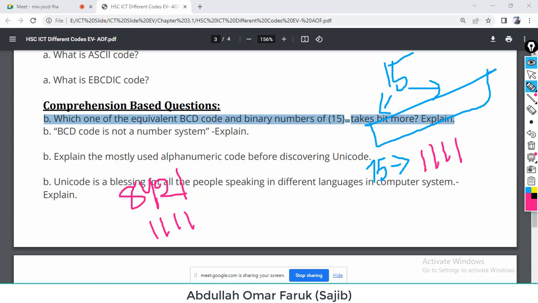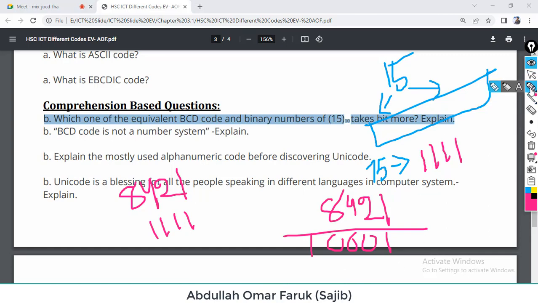But to make the BCD of 15, what do we need? For BCD, first we have to find the value for 1 using 8421, right? What is it for 1? 0001. Then what about 5? What is about 5? 5 is 1 0 1, so it will be 0 1 0 1. And what is for 1? 0 0 0 1. So you see the difference.